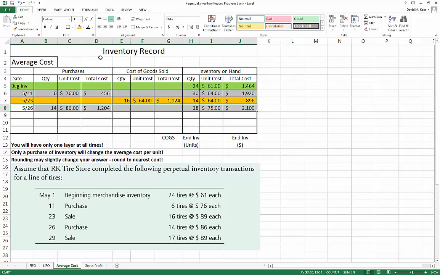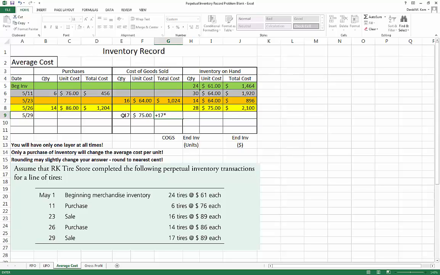Okay, so let's see what we got here. Let's put this in yellow. And then go to our last day, which is a sale on the 29th. And notice here, we're going to make a sale of 17 at 75, 1275. How much do we have left? 28 minus 17 is 11 at 75, for a total of 825.